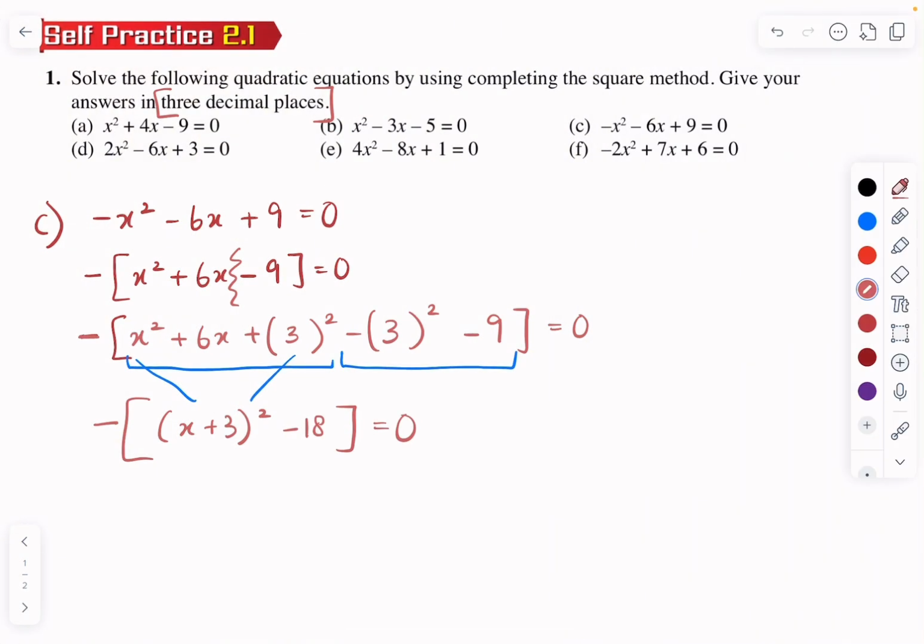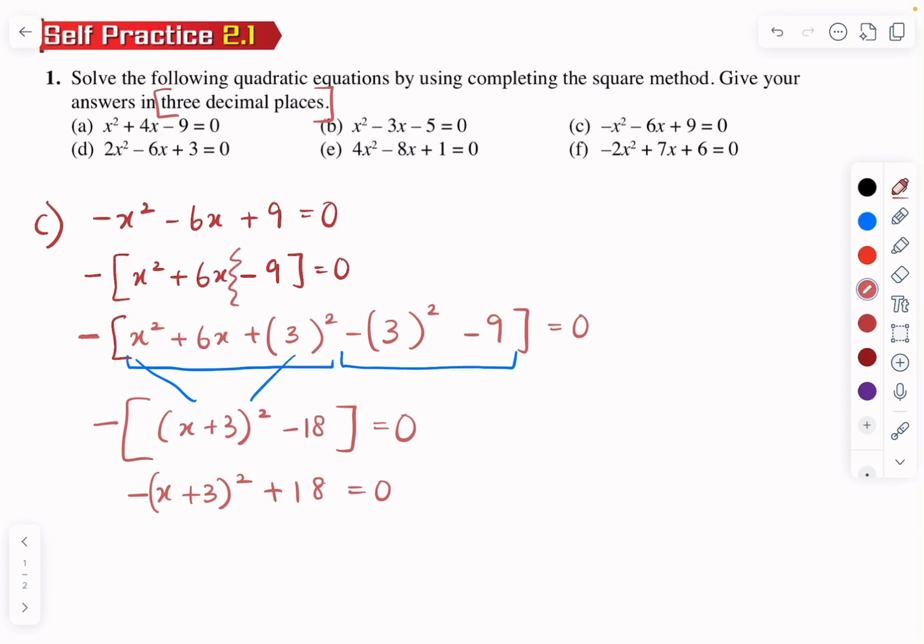From here, we want to make x the subject. Actually, from here, what we can do is we can multiply the negative inside. So we get negative x plus 3 square plus 18 equals to 0. Okay, now as usual, we try to solve. We make x the subject. Okay, if they ask you for completing the square form, you just stop here. If they ask us to solve, then we have to find x. Okay, but most of the time after this, you will see they will ask us to stop here itself, because this form gives us something we will learn later.